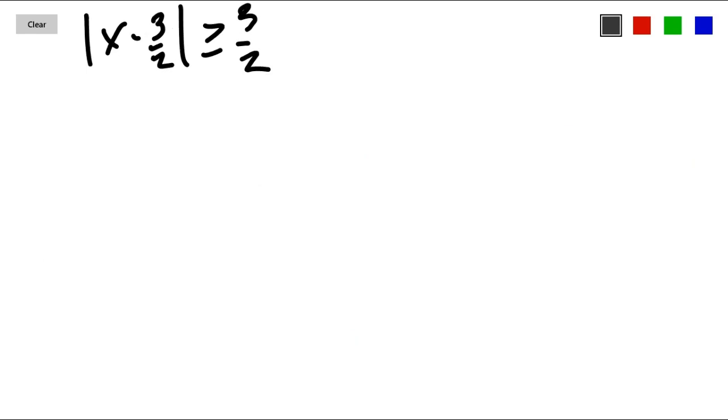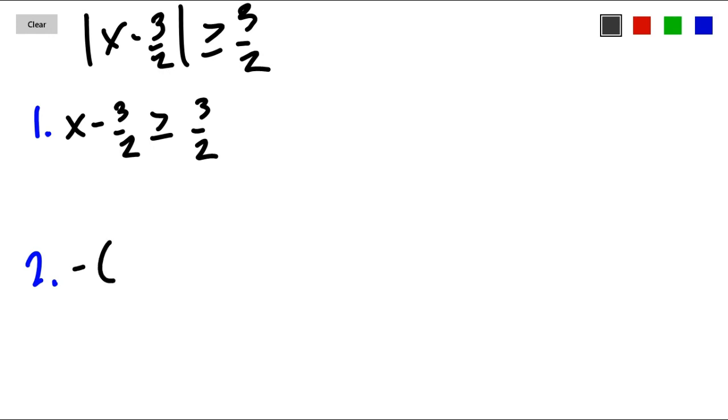Okay, this is the last example that I'm going to do today. So again, we have an absolute value inequality, so that's going to stem two inequalities for us. The first one is the event that the inside of the absolute value is positive, so we're going to have x minus 3 over 2 is greater than 3 over 2. And then for the other scenario, we have minus x minus 3 over 2 is greater than 3 over 2. And then we just solve each inequality separately.